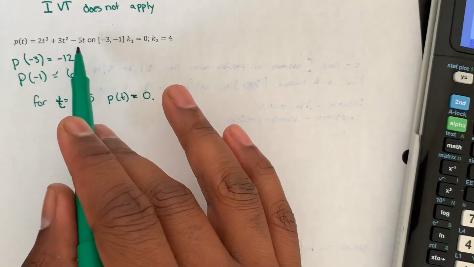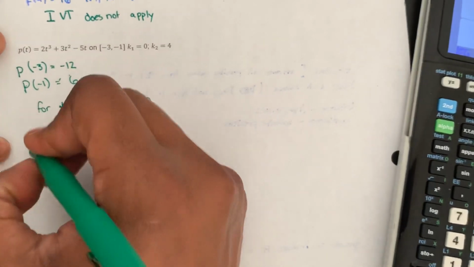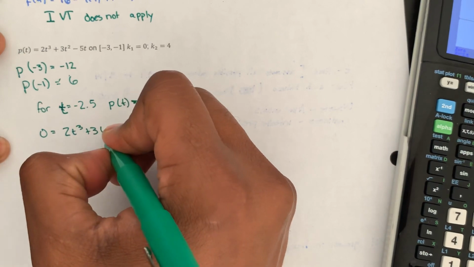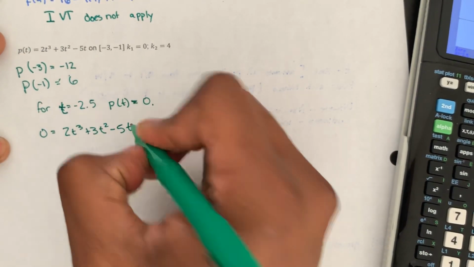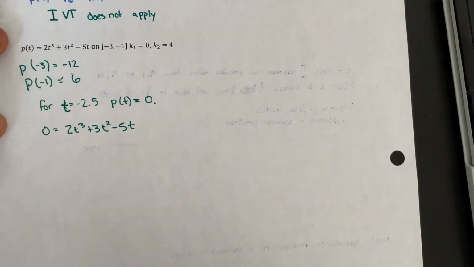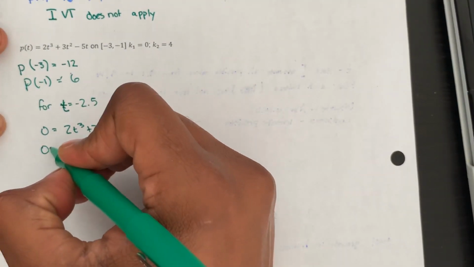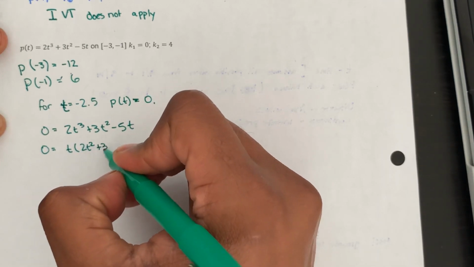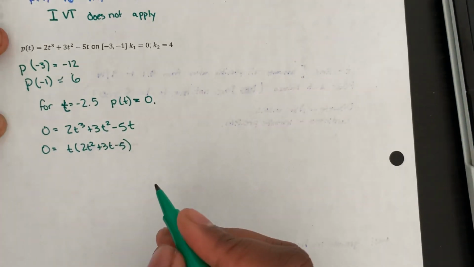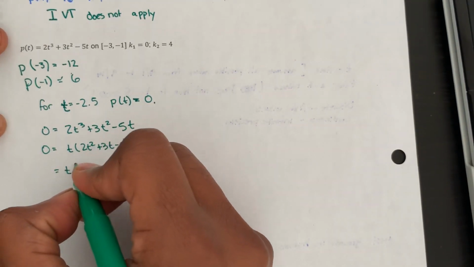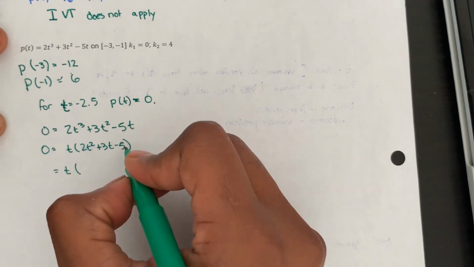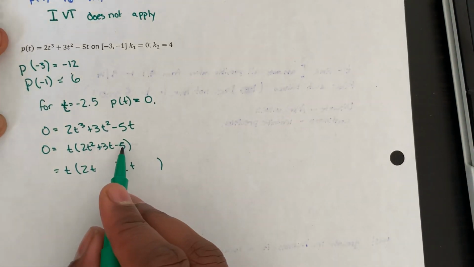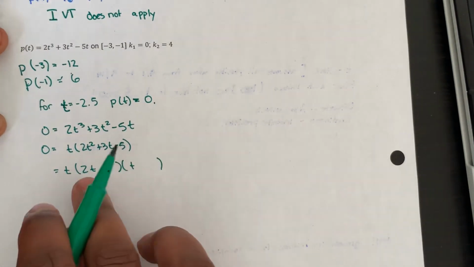Now, if we didn't have a calculator, what we'd have to do is set this equation equal to 0. So we get 0 equals 2t cubed plus 3t squared minus 5t. So the first rule of factoring is take out the greatest common factor. So we get 0 equals t times 2t squared plus 3t minus 5. And so then we would have t times the factors of 2t squared, and we'd have 2t and t.